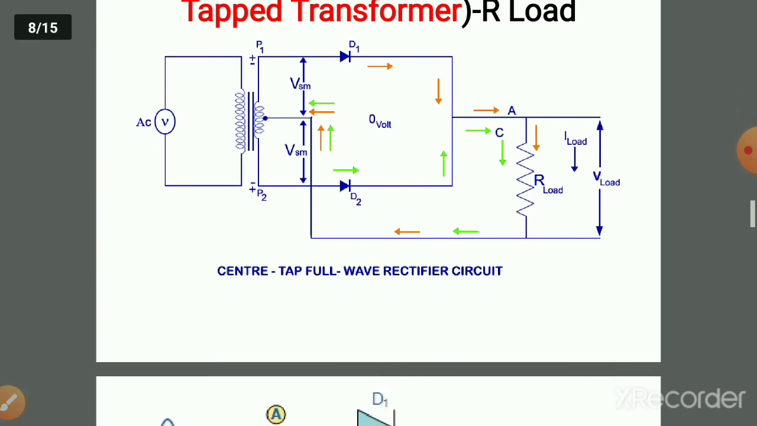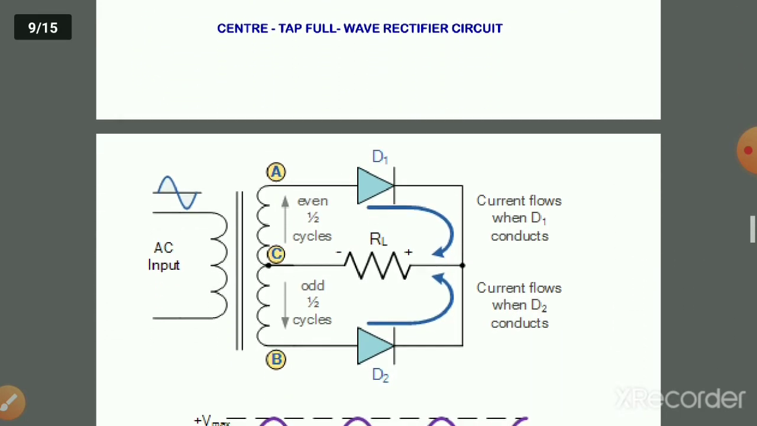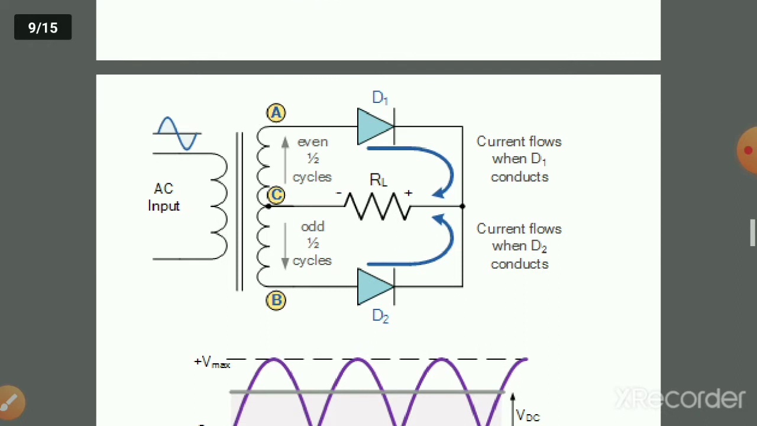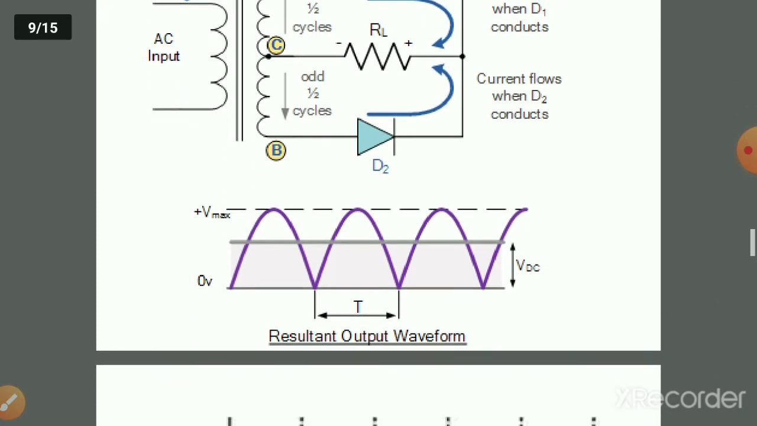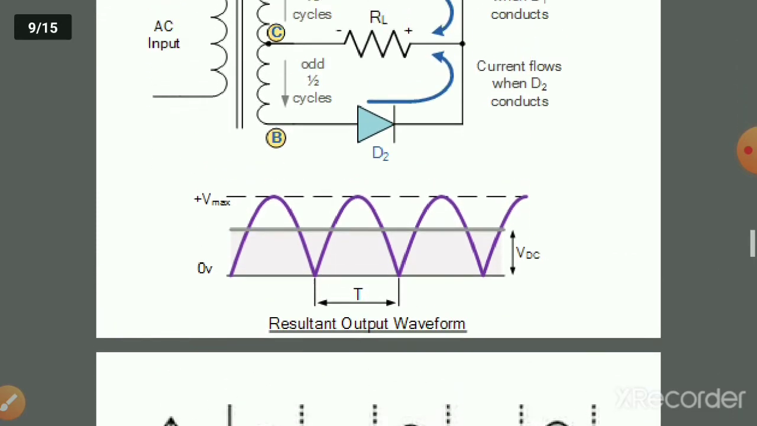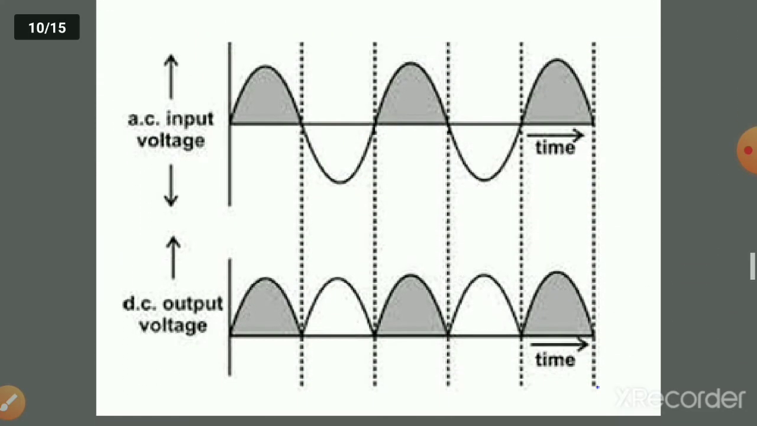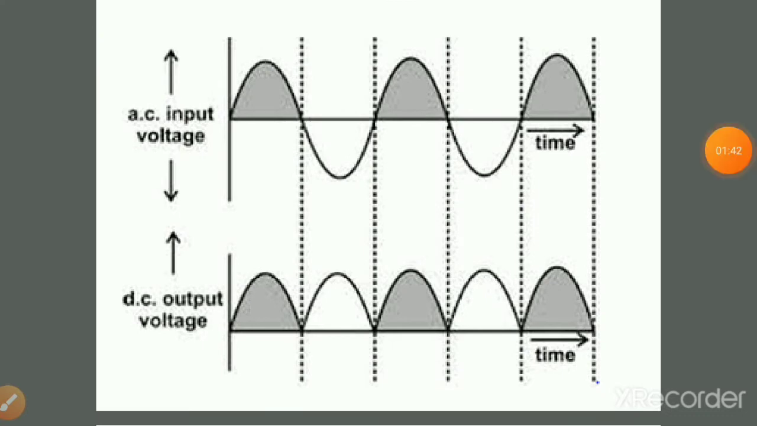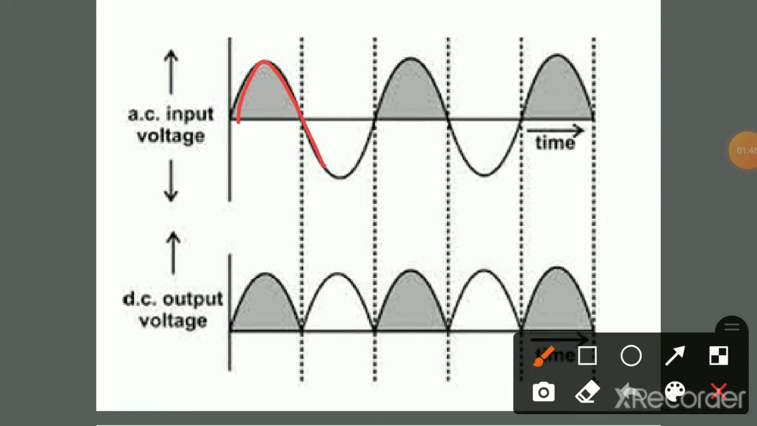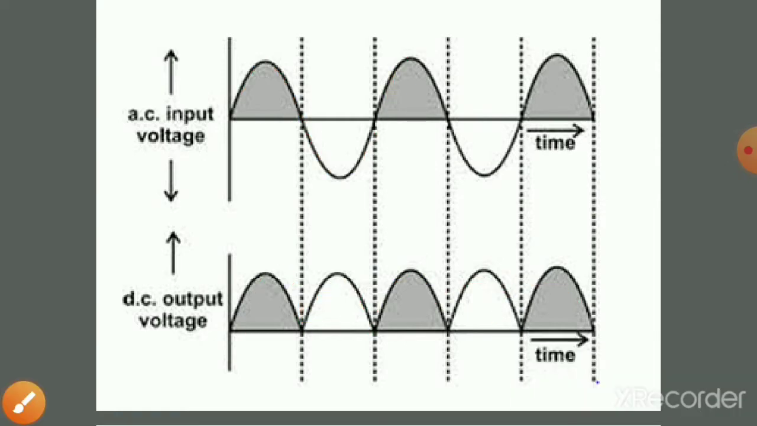Also we discussed how the current flows through the diodes D1 and D2 during the positive half cycle and during the negative half cycle, and the waveforms related to the full wave rectifiers. As it's a full wave rectifier, both the positive and negative cycles are rectified here. So it's a pulsating DC which we get from any of the rectifier circuits.